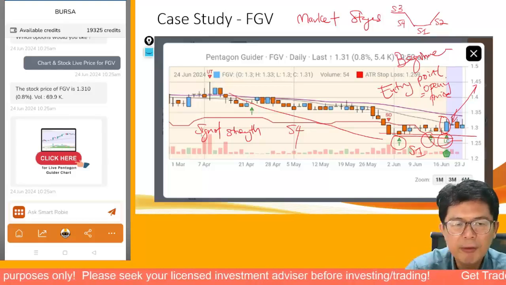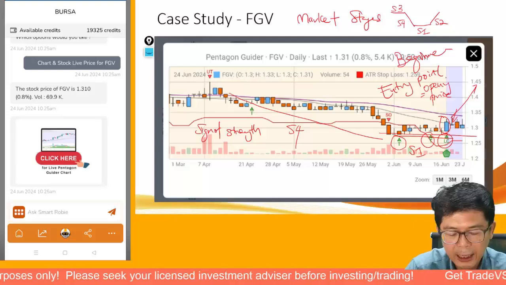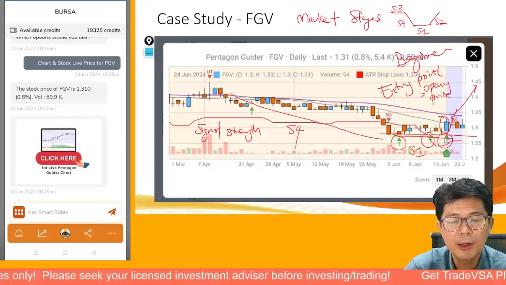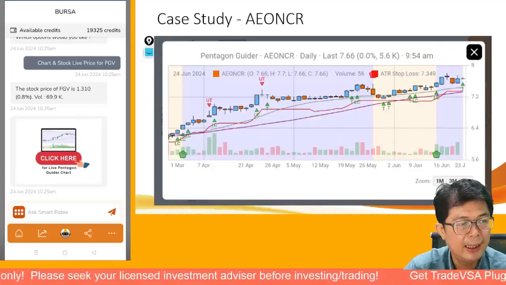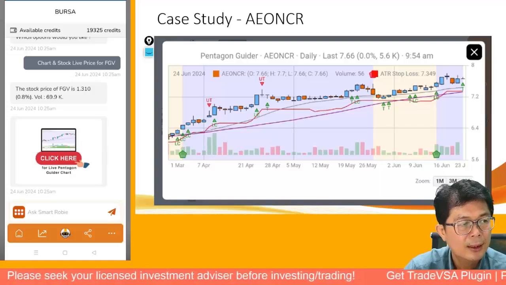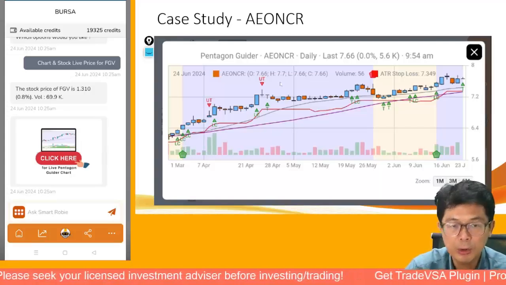Again, very similar kind of investing. So right now we have FGV up 0.8%, which I find very good. Okay, let's go on to the next chart we are analyzing here. Okay, next chart we have Aeon Credit.